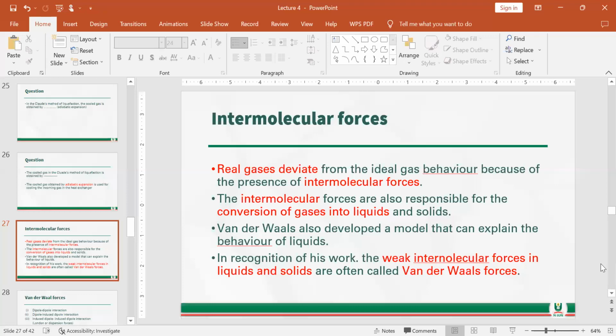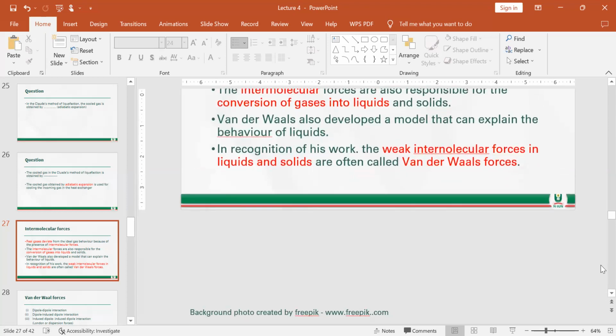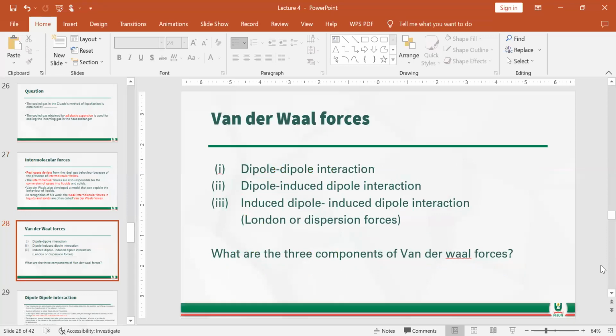Because they are important, it is very necessary to mention them here. Van der Waals also developed a model that can explain the behavior of liquids. In recognition of his work, the weak intermolecular forces in liquids and solids are often called Van der Waals forces. What is the name for the weak intermolecular forces in liquids and solids? Van der Waals forces.